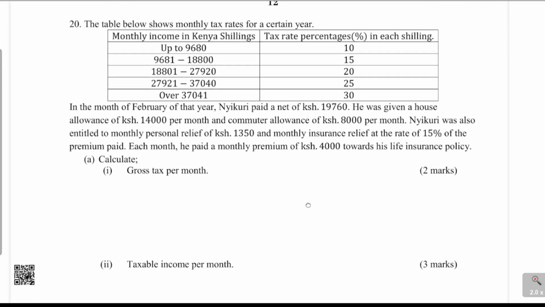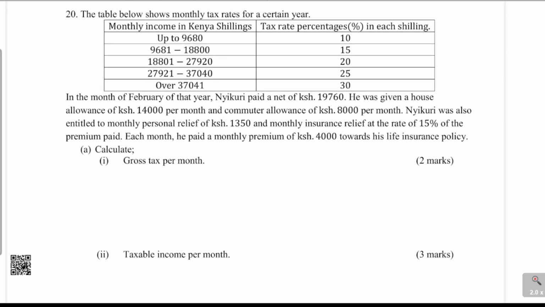Let's go to the first part. The first part is supposed to calculate gross tax per month. So the first thing we need to ask ourselves, how do you get the gross tax? Gross tax is obtained by taking the net tax plus the reliefs. So do you have the net tax? Yes, the net tax is here, 19,760. Then we should add the reliefs.